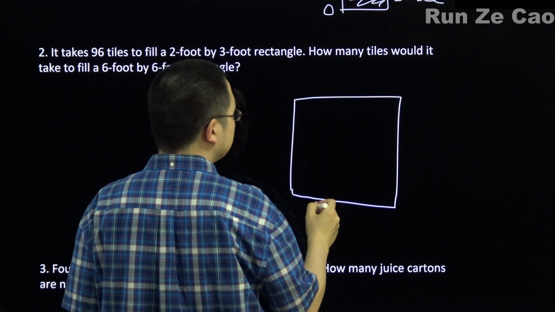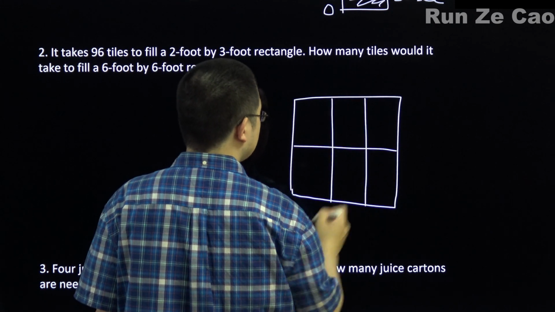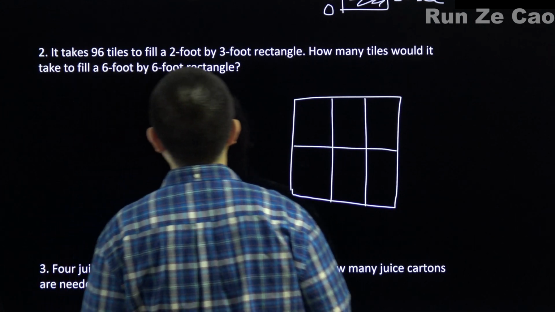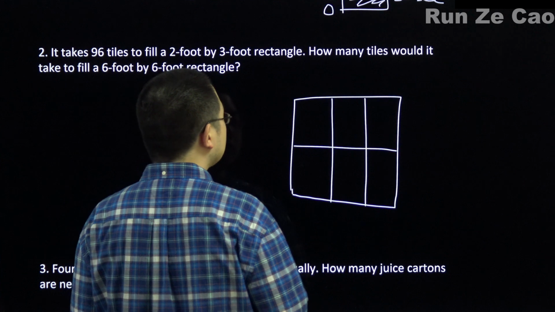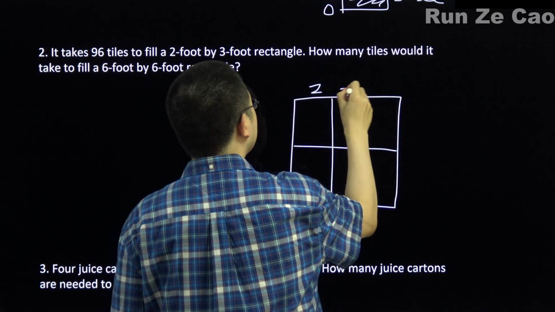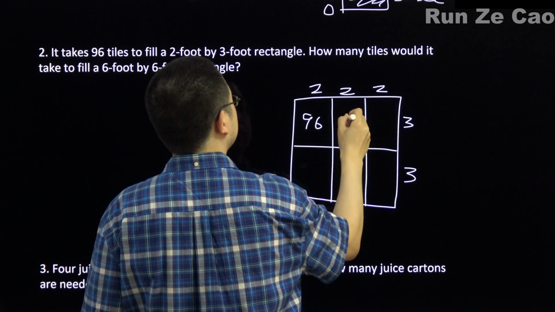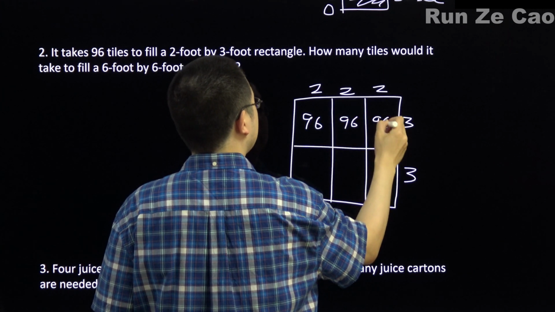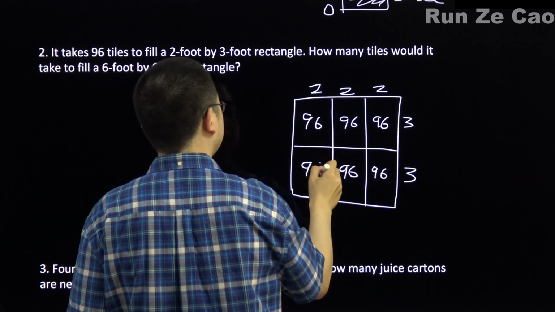Okay, so what we have here is this. Yes, I know, they are so very equal. Yeah, my artistic skills are perhaps not the most brilliant thing known to man, I am aware. Alright, so each of these is 96 tiles, 96 tiles, 96 tiles, 96 tiles, 96 tiles, and 96 tiles.